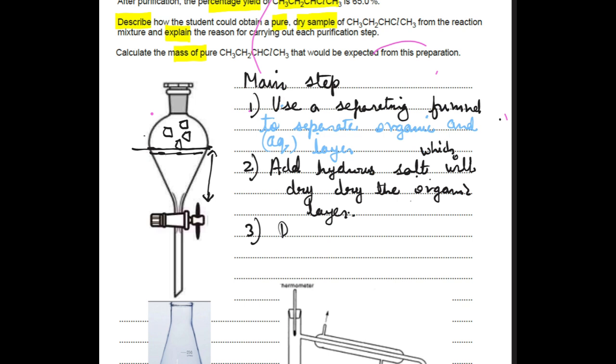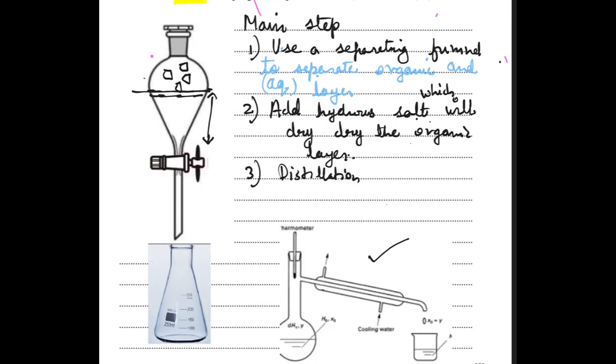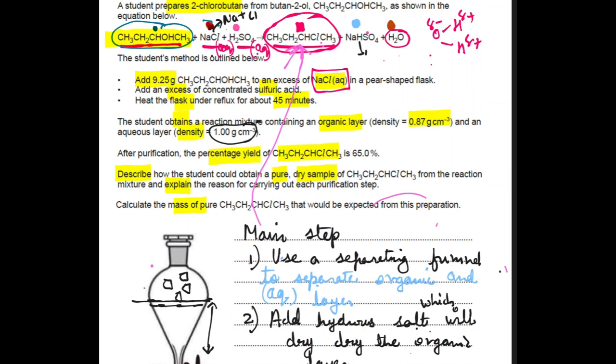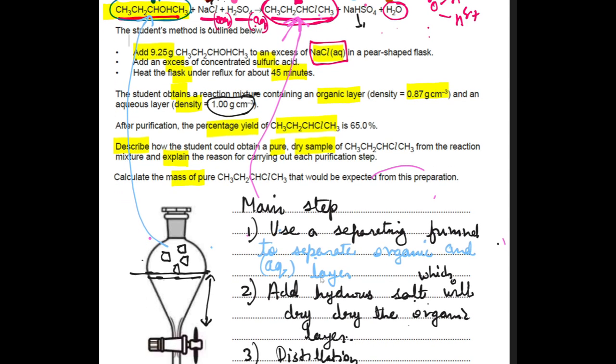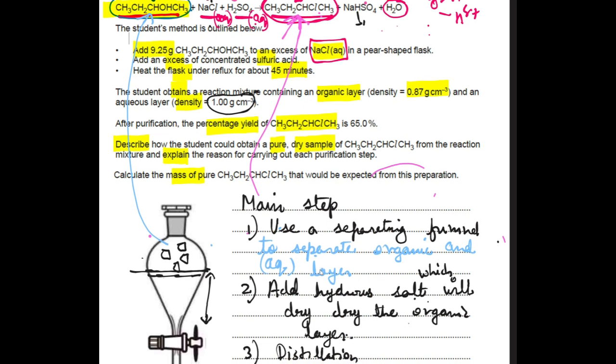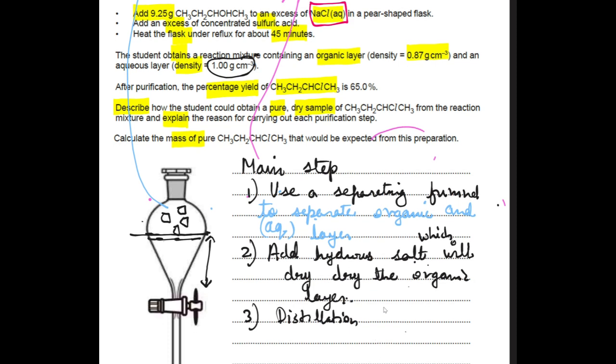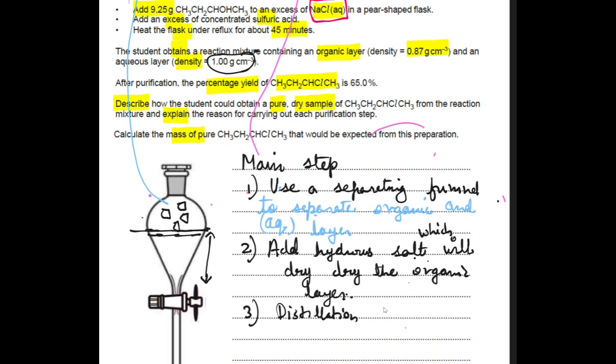The third point is then distillation. Can you see I have drawn distillation? This is the distillation apparatus I have shown you here. Now, why is distillation important? Because I told you just now that in your desired top layer, you will have a little bit of alcohol present as well. Remember, alcohol is polar. It is going to be dissolved in water, but some will remain in the organic layer because of the carbon chain. It is not fully soluble. It somehow dissolves in organic substances as well because of that long chain of carbon atoms.